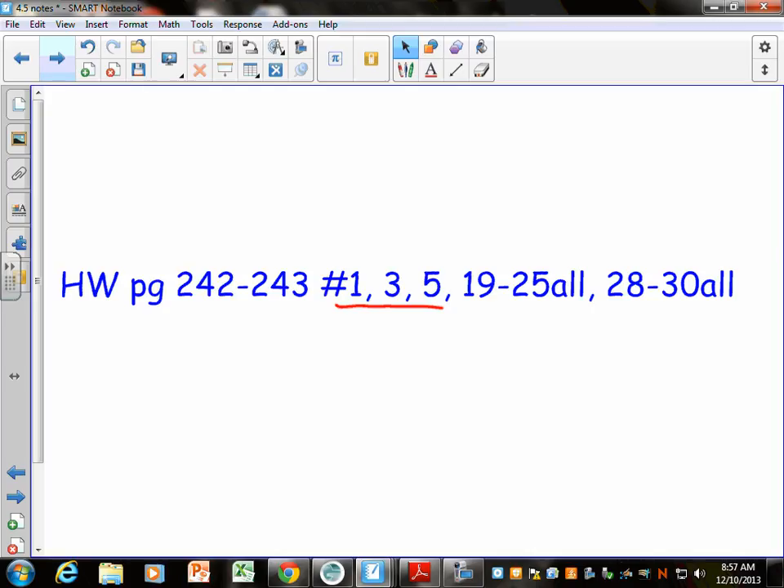I'll give you a couple points extra credit if you do it. I'm not committing to 1 point per problem, but I'm committing to half a point per problem, which would be 2.5 points we didn't have before.